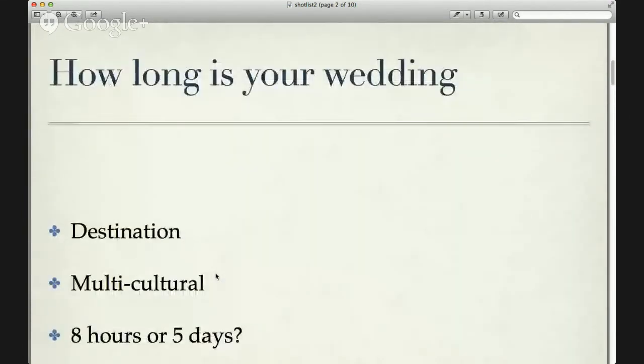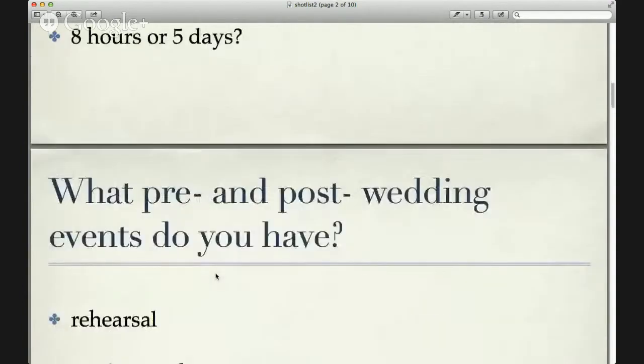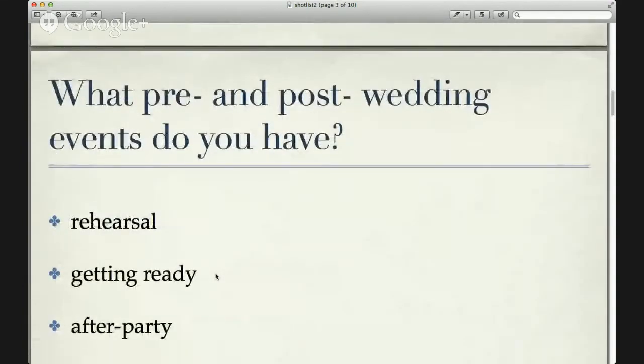So again, the 4 questions would be: how long is your wedding? Think about how many days and who you're giving the shot list to. What pre and post wedding events do you have? Because you're going to include those in your shot list too.